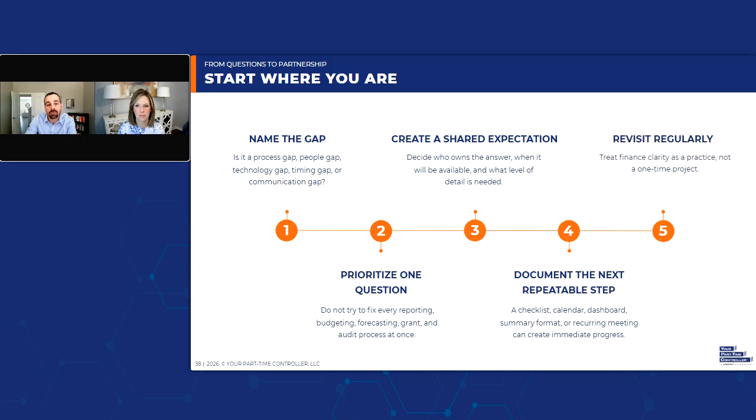And fifth, revisit it regularly. Treat finance clarity as a practice, not a one-time project. My suggestion is to pick one question you have and start with understanding why this question matters to your organization.